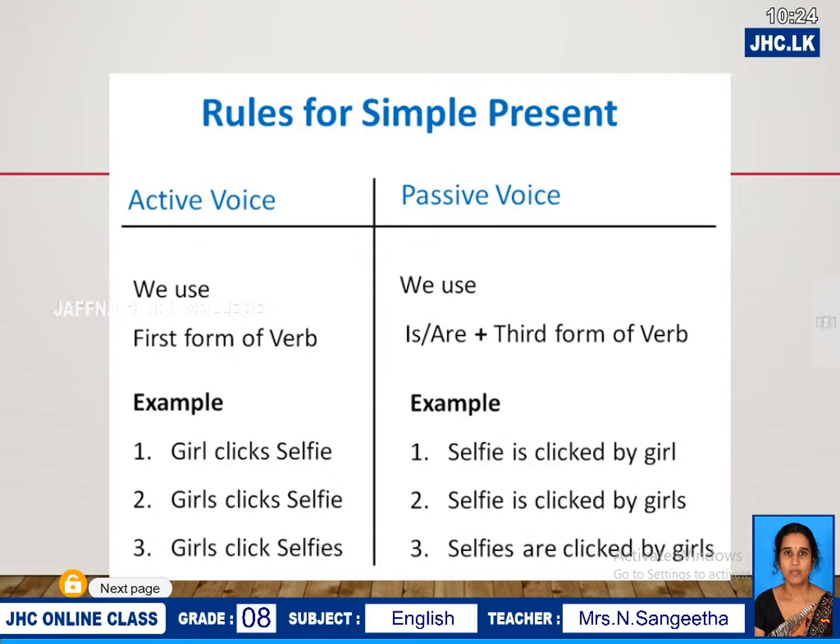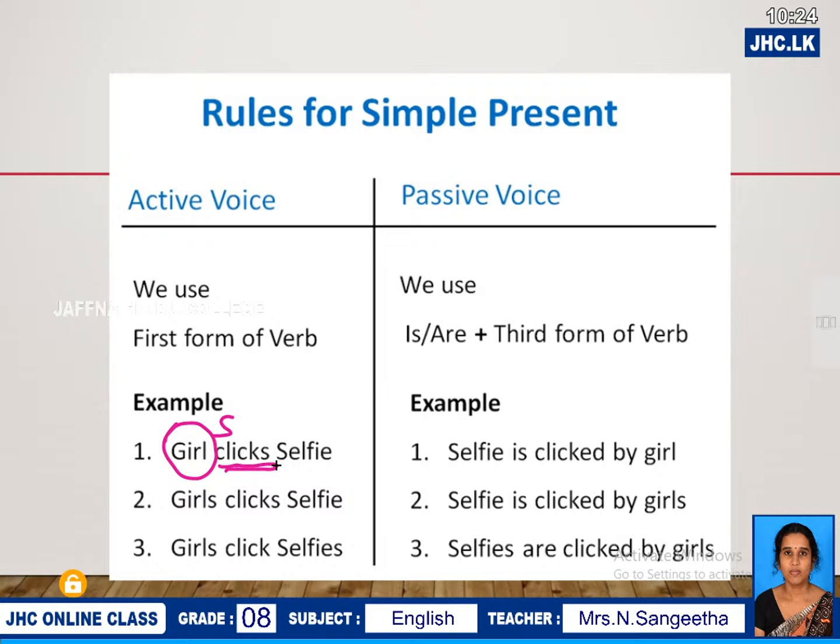Rules for simple present, active voice. First form of verb. The girl clicks selfie. Here the subject is singular, so we use the verb with s, so the verb is clicks.